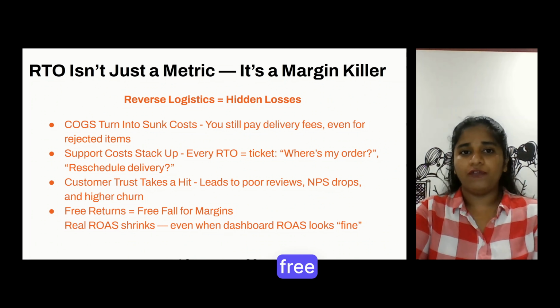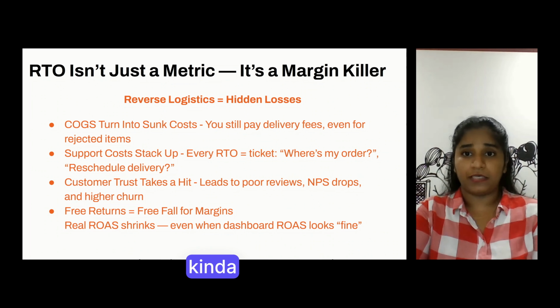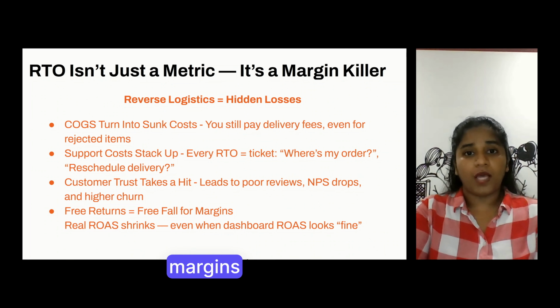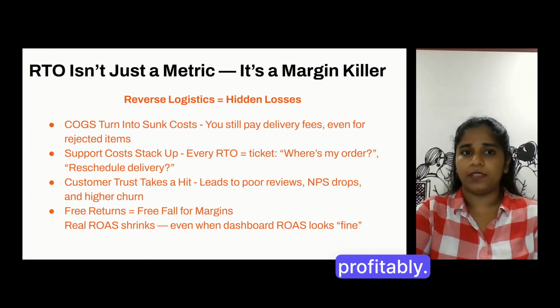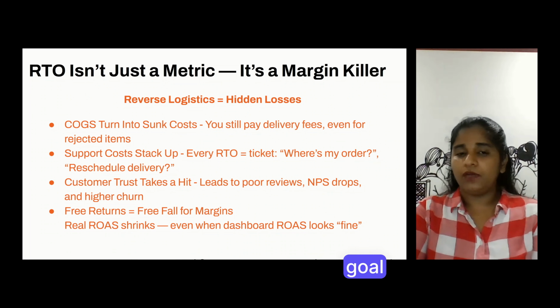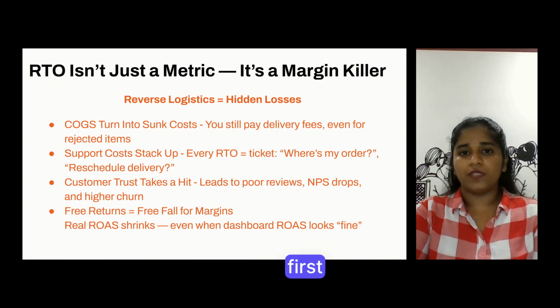Oh, and if you offer free returns or free delivery, which is kind of expected in the US market, your margins just took another hit. Now, imagine this happening at 30% scale across all your orders. This is why reducing RTO should be your top priority. It is a must if you care about your real ROAS and want to scale profitably. Because if your campaign goal is truly to drive conversion and retain customers, you have to look at first party data as your foundation.